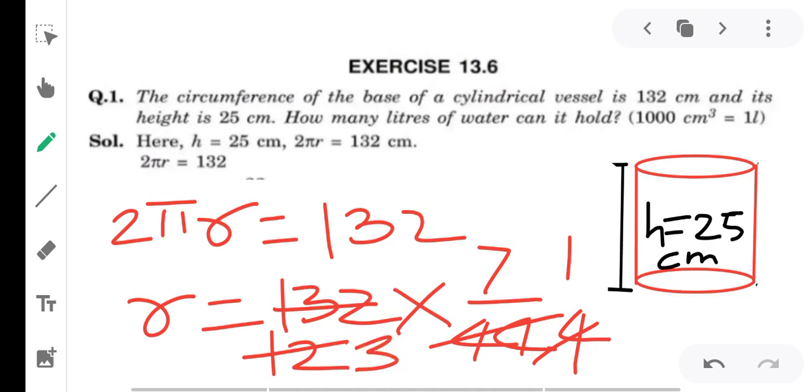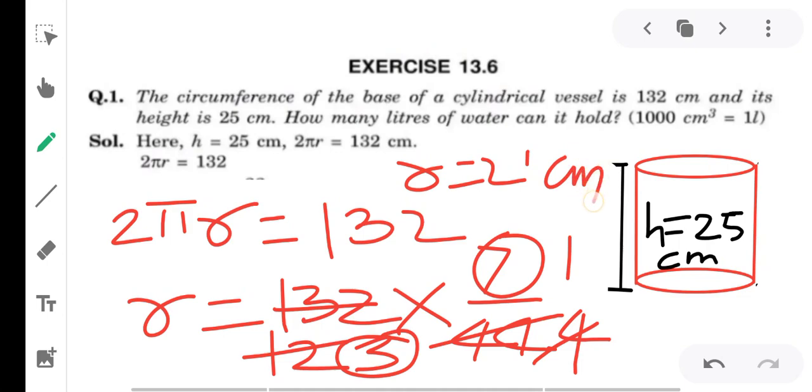So what we have got here is the 3 and here is the 7. So we have to multiply the numerator. So the radius will be 21 centimeter, right, because 3 7s are 21. So 21 centimeter would be the radius.